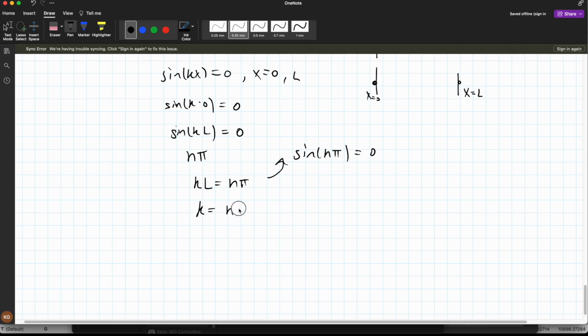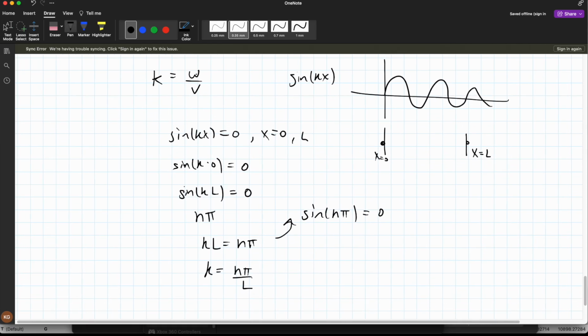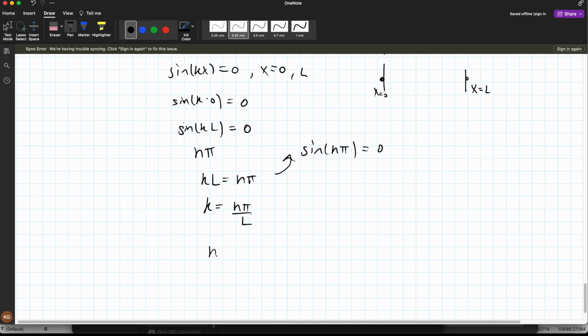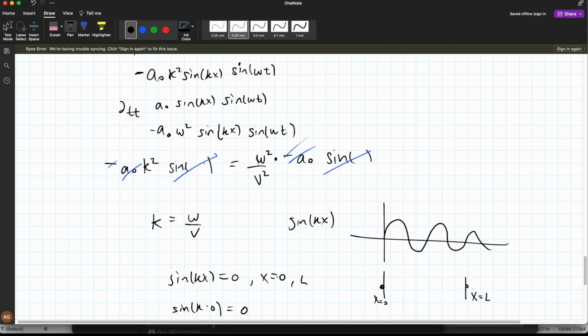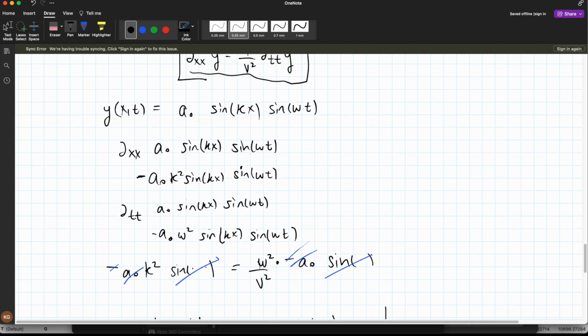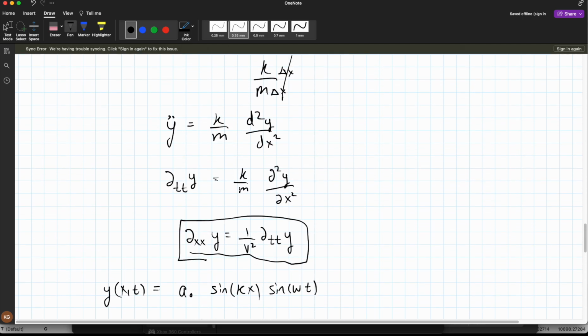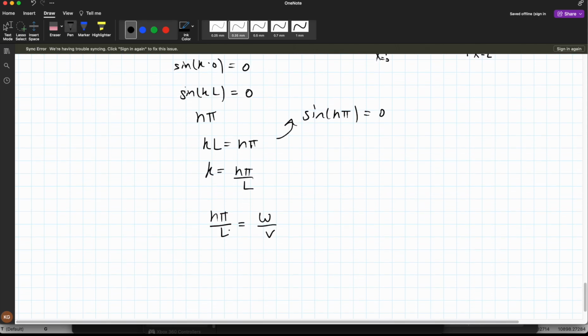K equals n pi over the length of our string. Boom. And now we can further plug this into our solution, k equals omega over v. So n pi over L equals omega over v. And recall v, what we call our speed or velocity, is just some intrinsic parameter of our string, these spring constants and the masses that we took to this infinitesimally small limit. So omega equals n pi v over L.